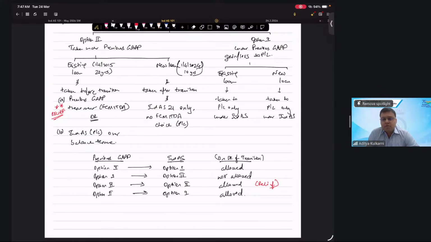Absolutely right. See, your financials have to be logical for a person who already understands the financials. If I am electing for an option to take the difference to the P&L, I cannot keep FCMITDA at the same time. I will have to push it to retained earnings. Are you able to follow?